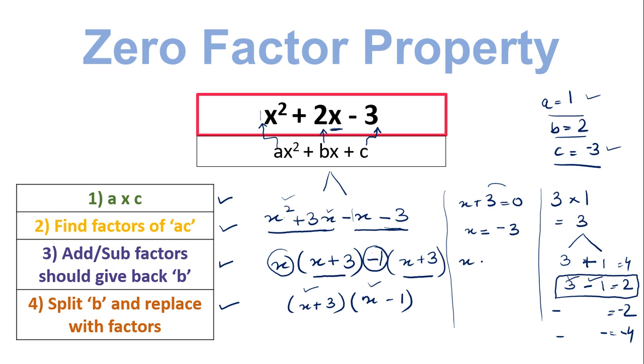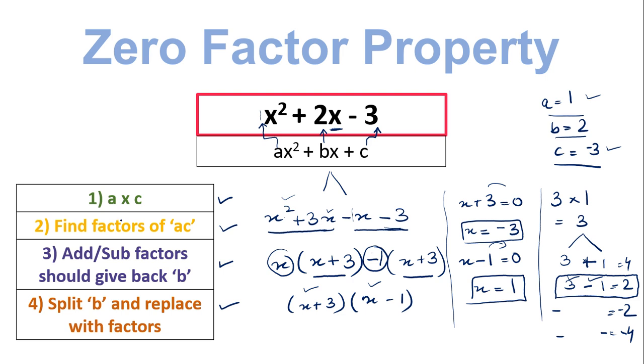And now I can take the next one, x minus 1, again equate it to 0. And then to find the second x, isolate the x, make it the subject. When negative 1 goes to the other side, it turns into positive, so x is equal to 1. So the values of x are either 1 or negative 3, and the factors are x plus 3 and x minus 1. This is how you use the zero factor property.